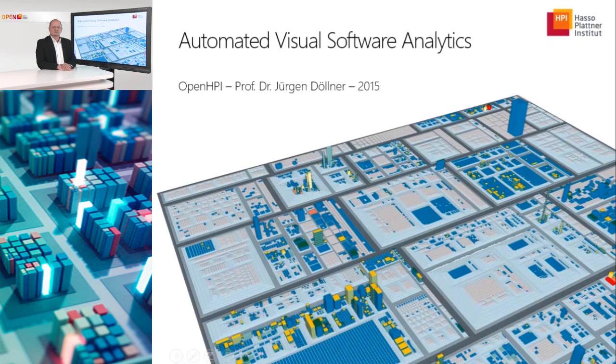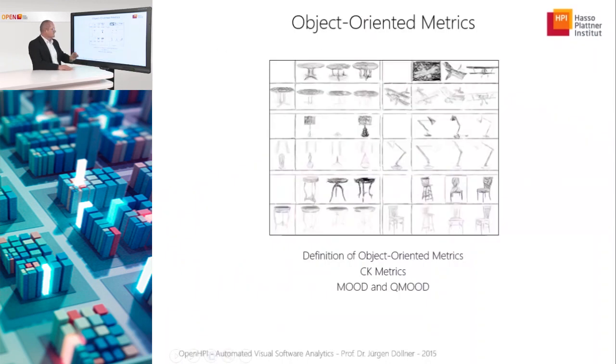This part is about object-oriented metrics. In this part, we will define object-oriented metrics in general, and we will introduce two specific object-oriented metric sets, the CK metrics and the MOOD and Q-MOOD metrics.